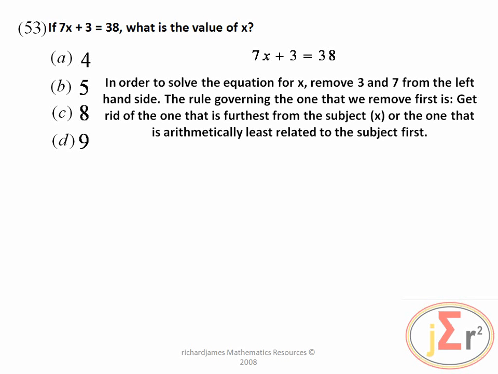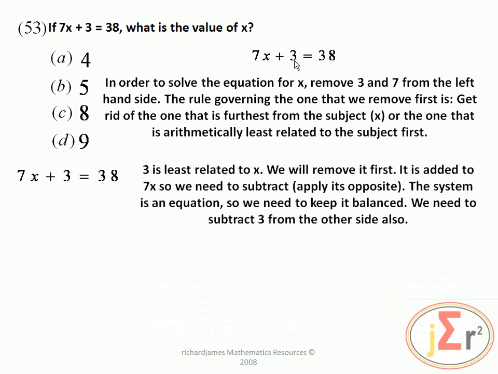The rule governing the one that we remove first is get rid of the one that is furthest from the subject, which is x. So get rid of the one that is furthest from the subject, or the one that is arithmetically least related to the subject, first. The one that is least related to the x is the 3. So 3 is the least related to x. We will remove it first.